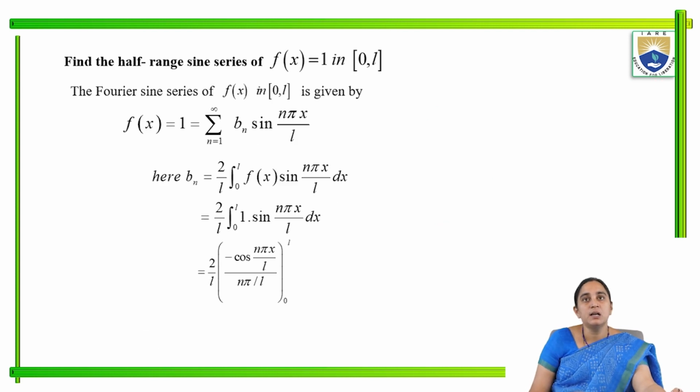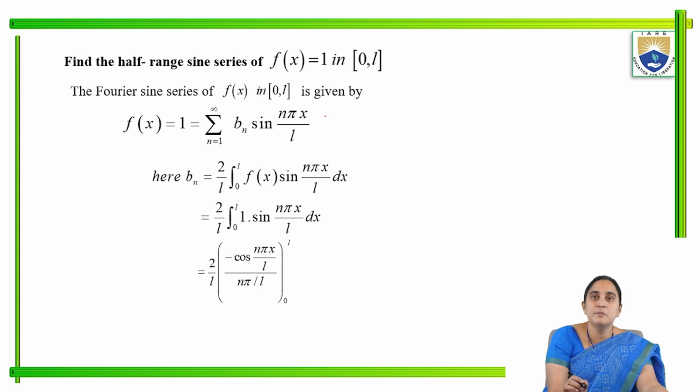Next question, find the half range sine series of the function f of x is equal to 1 in the limits 0 comma L. Okay, here what about the function f of x is equal to 1 within the half range sine series? What about the sine series formula? Only we have to find the bn value, that is sigma n is equal to 1 to infinity bn sin n pi x by L. Okay, here what about the bn formula? 2 by L into integral 0 to L f of x into sin n pi x by L dx.